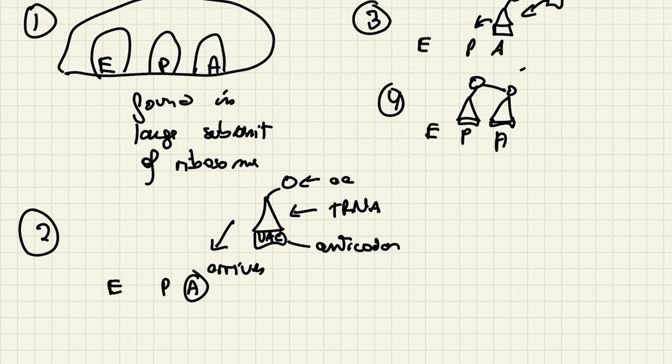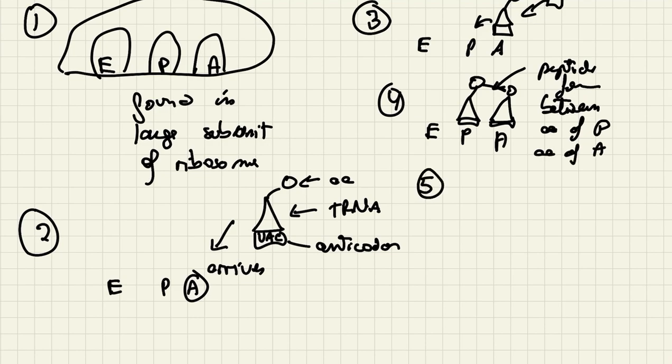And then label this and say a peptide is formed between the amino acid of P and the amino acid of A. And then number 5, I can say that we have E, and then the tRNA has moved, right? And this one is moving here, this moving there. So that means you have this one with the 2 amino acids attached, right?